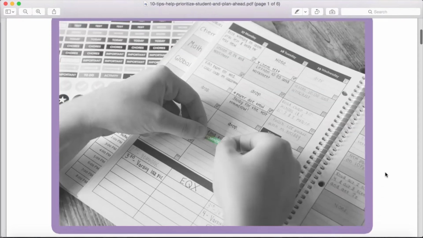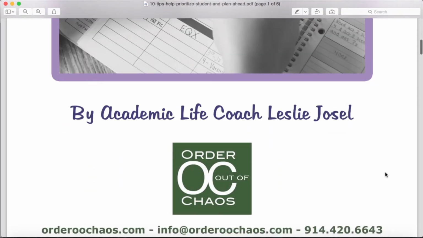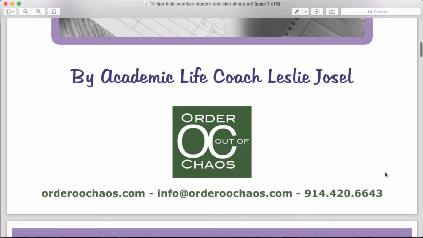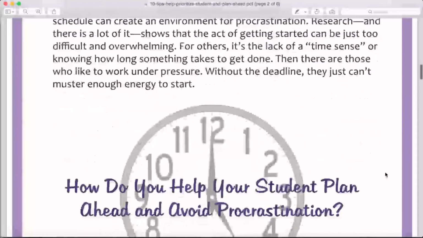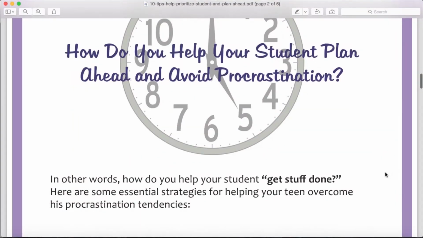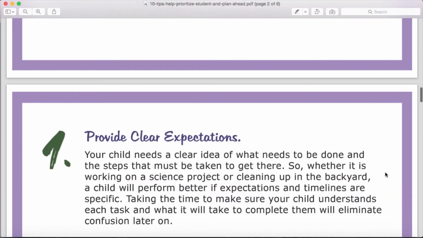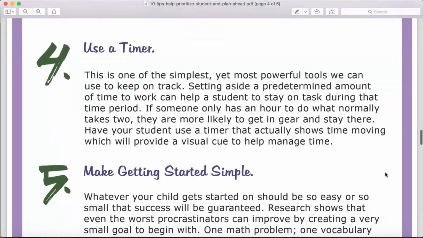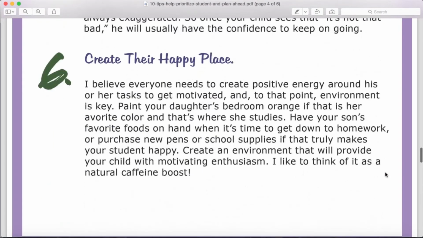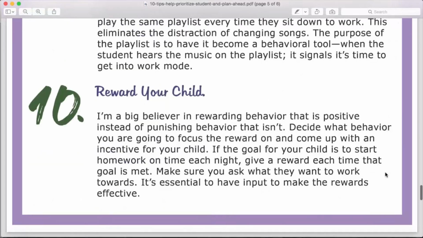So this is what we created. This is her PDF, Academic Life Coach Leslie, Order Out of Chaos. And this is pretty much what her assistant put together for delivering the bait. So when people click on our ad and opt in, this is pretty much what they're going to get. Okay.